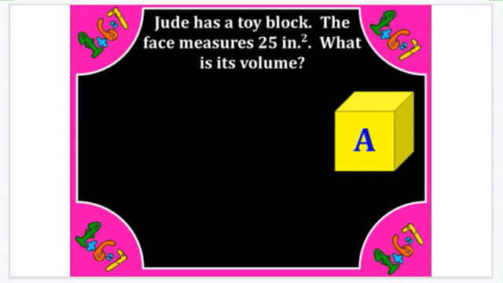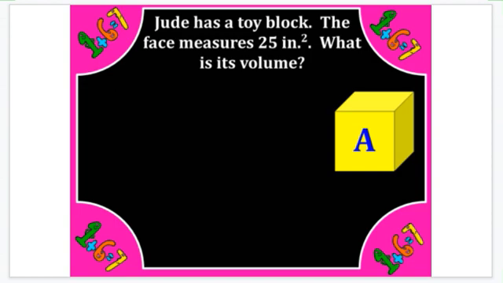Next, we're going to look at some word problems involving cube roots. So this is example number 1 for word problems. On your notes, you're making a new subtitle that says word problems, and this will be the first one. Jude has a toy block. The face measures 25 inches squared.